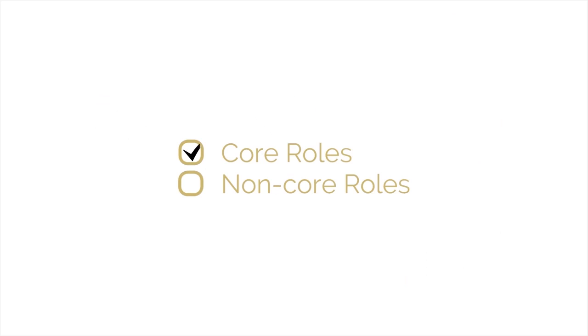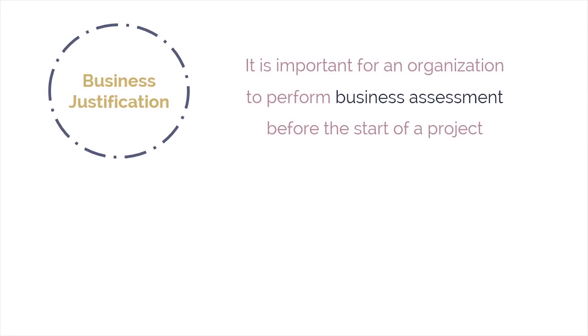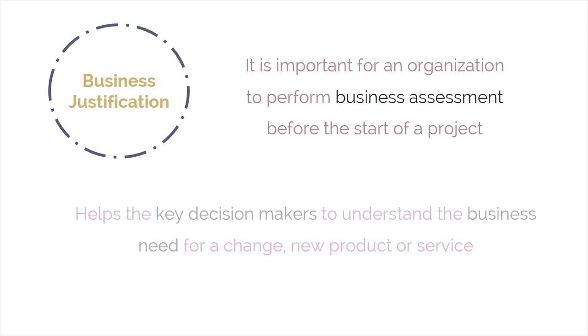So now that we have seen the core and non-core roles played in a Scrum-controlled project, let's now discuss another key Scrum aspect, business justification. It's important for an organization to perform a proper business assessment prior to starting any project. This helps the key decision makers understand the business need for change or for a new product or service, the justification for moving forward with a project, and its viability. Business justification in Scrum is based on the concept of value-driven delivery. One of the key characteristics of any project is the uncertainty of results or outcomes.